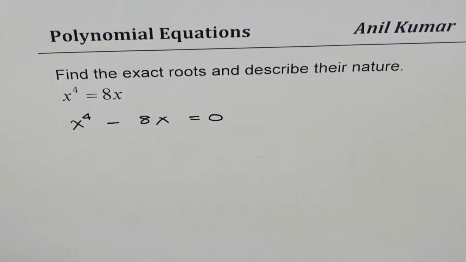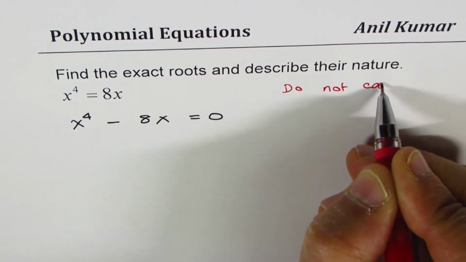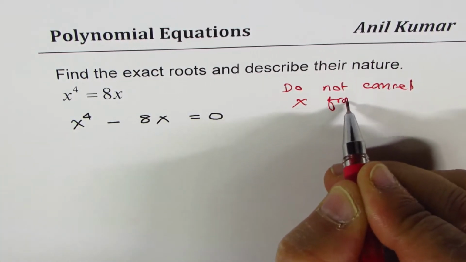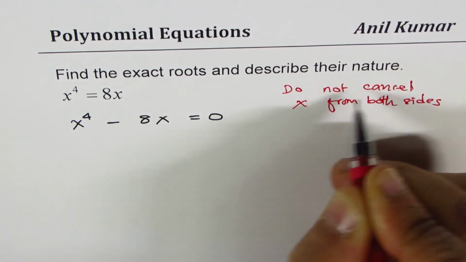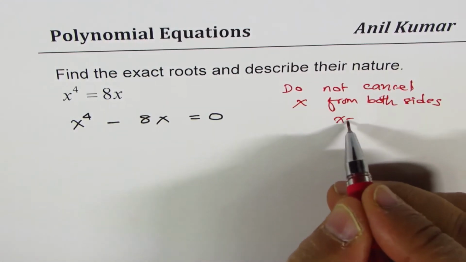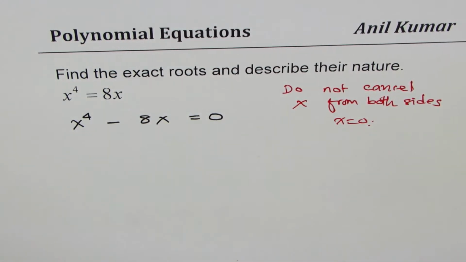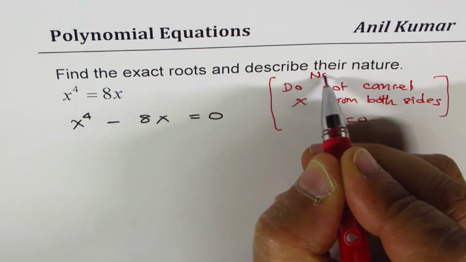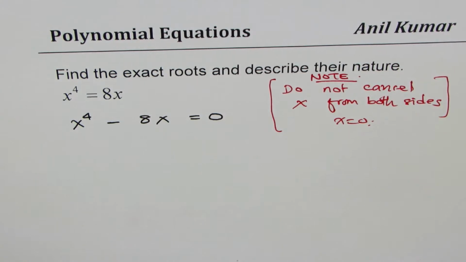A word of caution here is do not cancel x from both sides. If you do that, you lose a solution x equals 0. Do you understand? That is a very important solution which you may miss. So this is an important note. I hope you appreciate it. So let's continue with the solution.